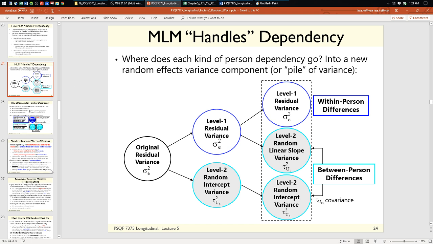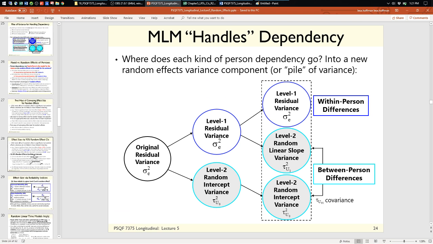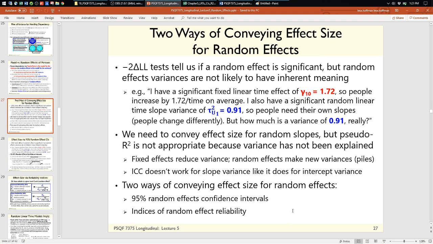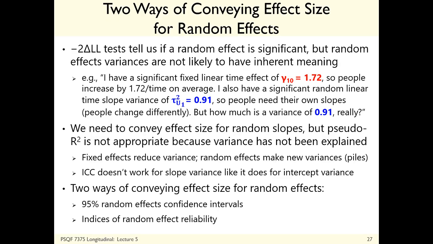Well, likelihood ratio tests are used to assess whether or not a variance source is significant. So we're going to add a random slope, compare the model to the version that had only a fixed slope, see if it improves in fit. Easy peasy. But the fact that the random slope variance is significant just tells you that it's bigger than 0.